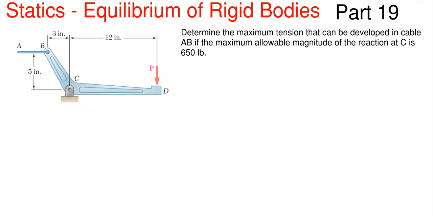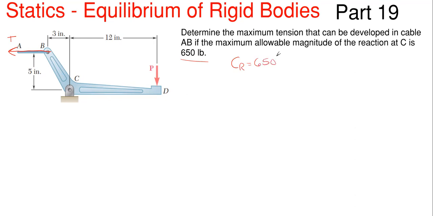So what we have going on is that we have this pedal shown here on the left, and we have to determine the maximum tension in the cable AB right here if the maximum allowed magnitude of the reaction at C is 650 pounds. So what we're looking for is this maximum tension force, which I'm just going to call T. We have this unknown P force here at point D, and we are told that the maximum reaction is 650 pounds at C. So that reaction, the way it is written, it doesn't say reactions in the X or Y. It's saying the overall reaction at C is 650 pounds.